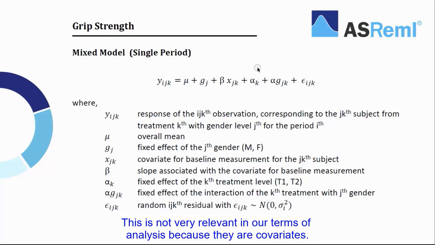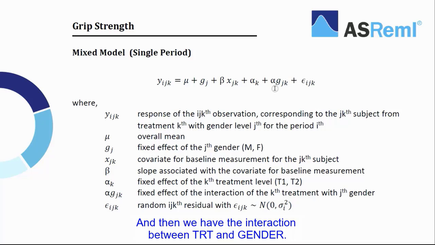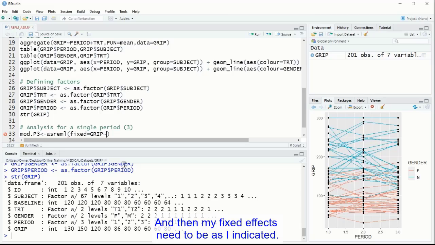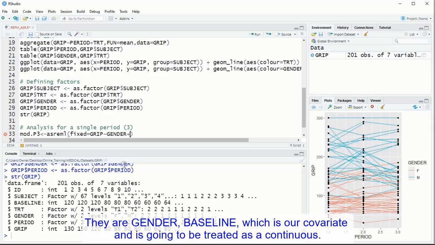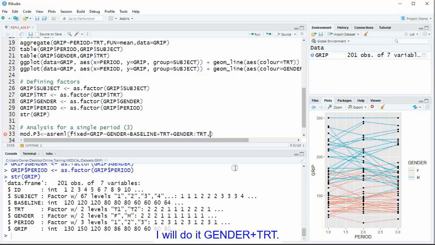This is not very relevant in terms of our analysis because they are covariates. More relevant for us is alpha, which is the treatment 1 and treatment 2, and then we have the interaction between treatment and gender. So we can proceed to analyze this for a single period. My response is going to be grip, and then my fixed effects need to be, as I indicated there, gender, baseline, which is our covariate and is going to be treated as continuous, here as an integer, and then I need my treatment, TRT, and treatment by gender. I will do it gender by treatment.